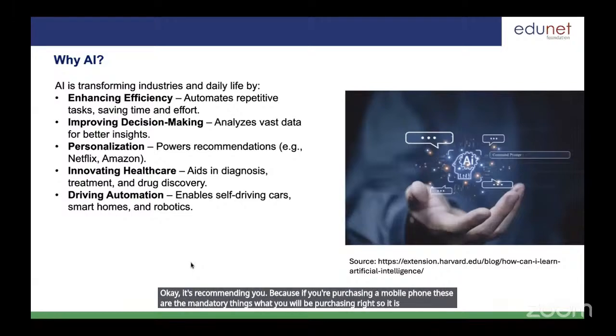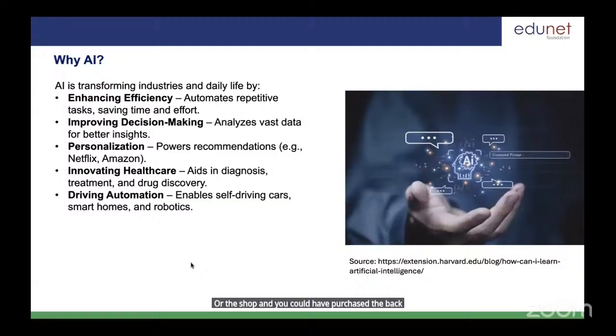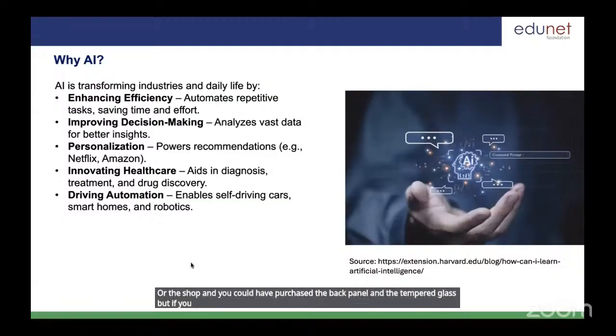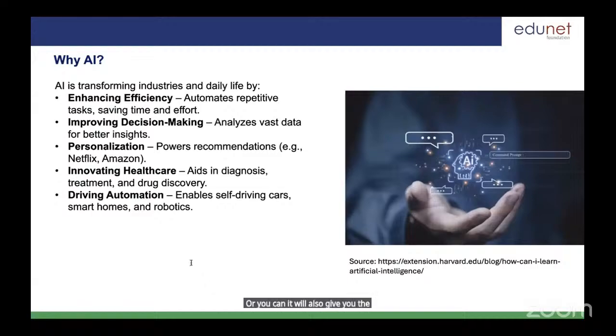If Flipkart was not recommending, the business would not be taken by Flipkart. You could have gone to the outlets or the shop and purchased the back panel and the tempered glass. But if you want to purchase a mobile phone, Flipkart will recommend that you can have a tempered glass and back panel based on your customizable choices. It will also give you a discount as well. Those are the things.